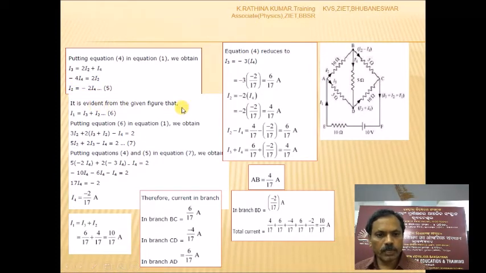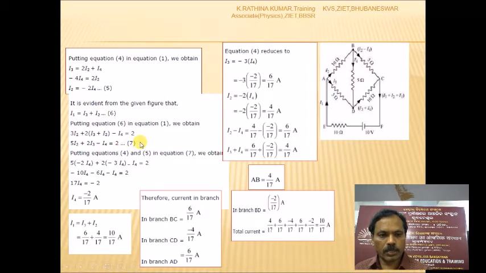So it is evident from the given figure that I1 is equal to I3 plus I2. Substituting equation 6 in equation 1, the previous one, we will get 3 into I2. Better you take your notebook and note it down, and you can verify. 3 into I2 plus 2 into I3 plus I2, bracket close, minus I4 is equal to 2. On substituting equation 6 in 1, simplifying, 5I2 plus 2I3 minus I4 is equal to 2 from the above equation.